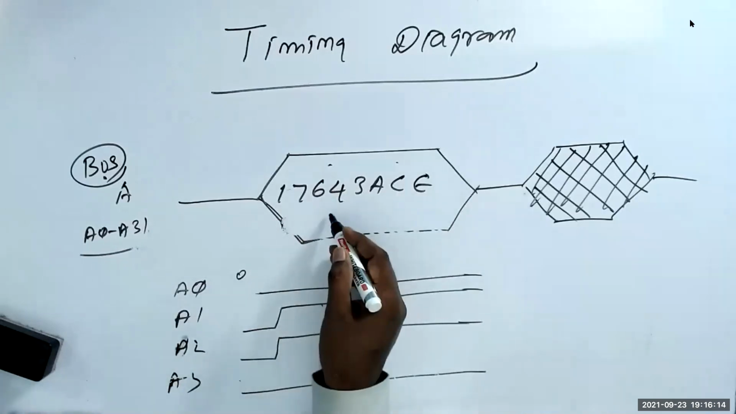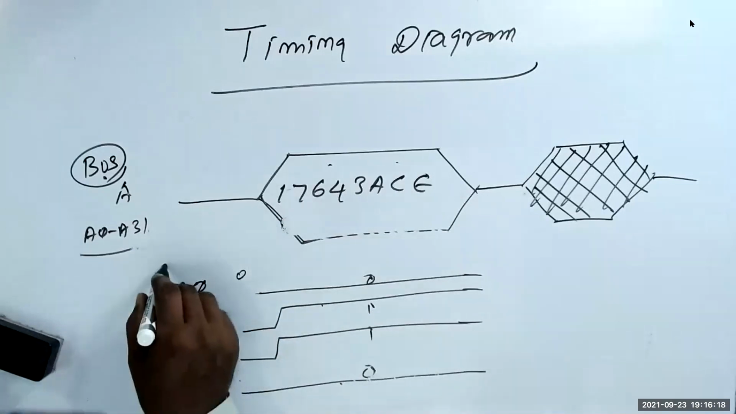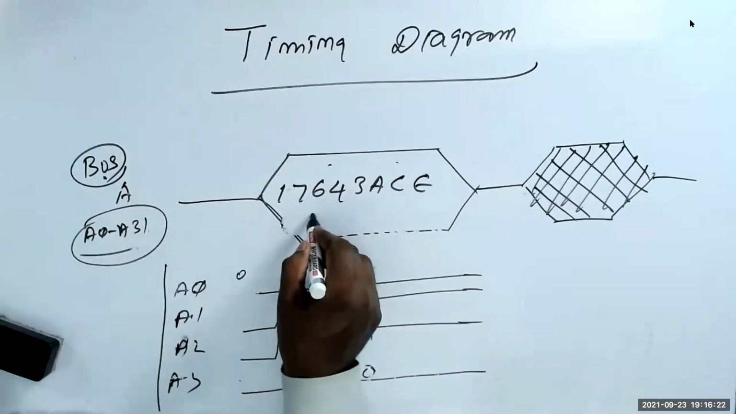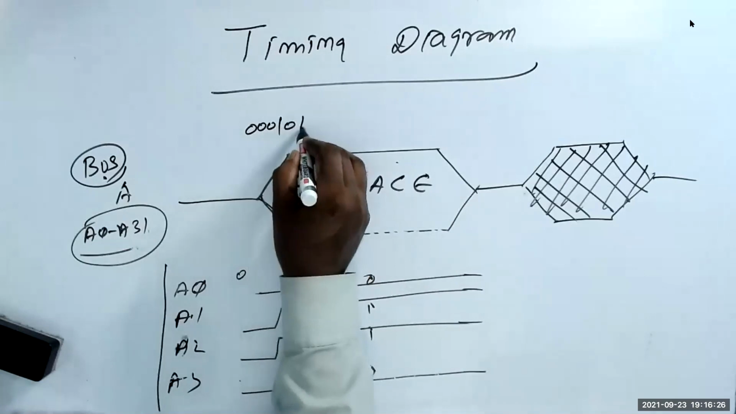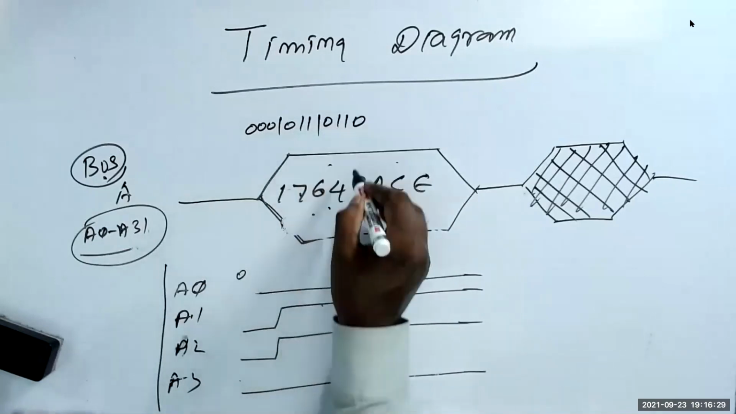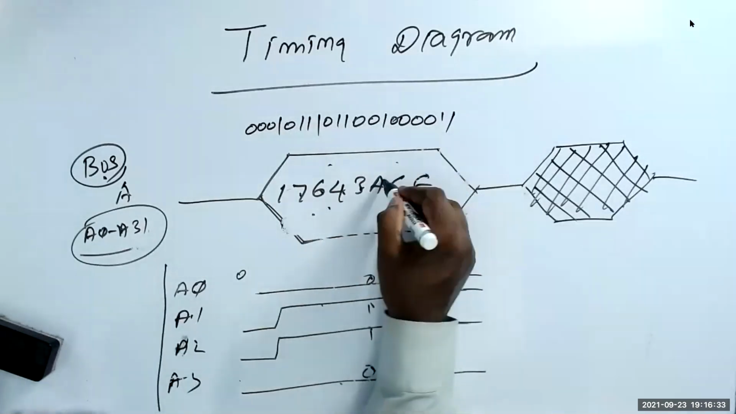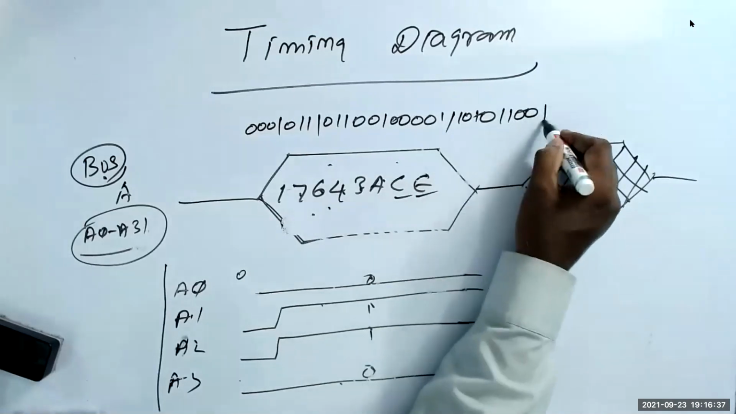It's so big. See that? Instead of drawing A0, A1 up to A31, 31 wires, I draw one line. This is 0, 0, 0, 1, 0, 1, 1, 1, 0, 1, 1, 0, 0, 1, 0, 0, 0, 0, 1, 1. A means 1, 0, 1, 0. C is 1, 1, 0, 0.